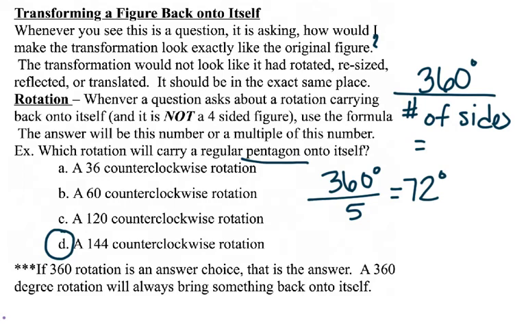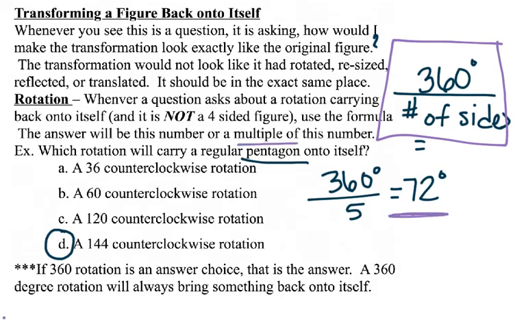So anytime it talks about rotation carrying back onto itself, and it's not a four-sided figure, you have to use this formula. And remember, the answer is either going to be like 72 or a multiple of that number. And then I put down the bottom, just in case you don't know, if 360 degrees rotation is an answer choice, that's the answer. A 360 degree rotation is always going to bring something back onto itself.